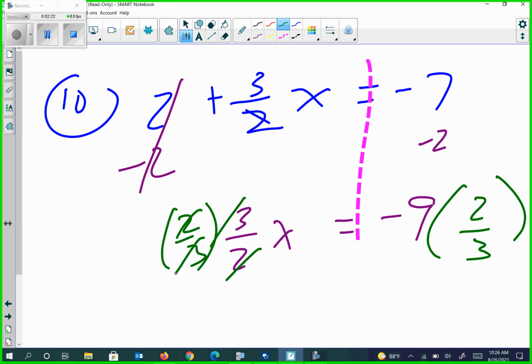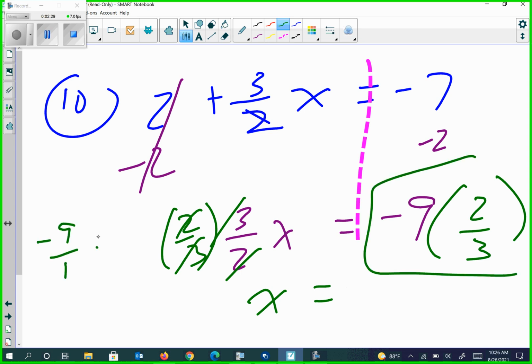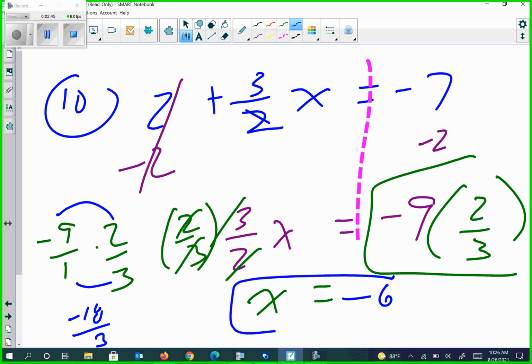Nice thing is, top to bottoms all cancel out, so I get x is equal to, well, let's take care of this part. So that's negative 9 over 1 times 2 over 3. So last time we just said let's multiply top to top to get negative 18, bottom to bottom to get 3. It's going to be a negative answer. What is 18 over 3? Yeah. Negative 6. Good. Done.